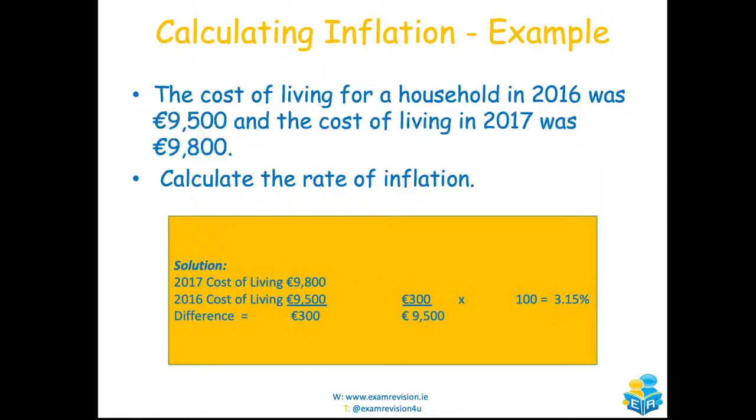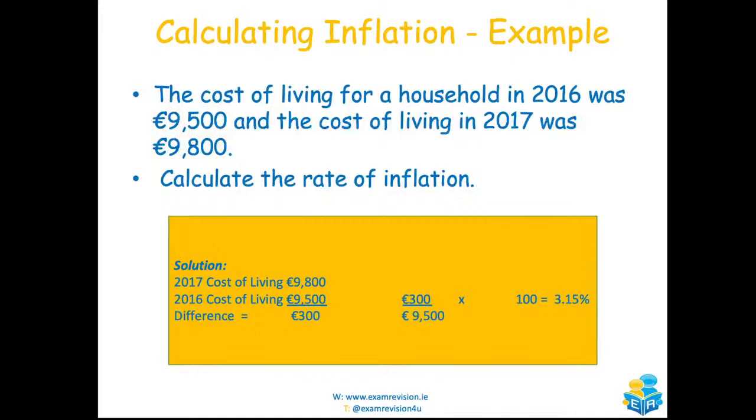So this is our example here. Using that formula, we have the cost of living for a household in 2016 was €9,500, and the cost of living in 2017 was €9,800, and you're asked to calculate the rate of inflation. So in 2017, the cost of living was 9,800, as we said. In 2016, it was 9,500. So year one was 2017, because that's the most recent year, and year two is 2016, because it's the year furthest away. So we do 9,800 minus 9,500.